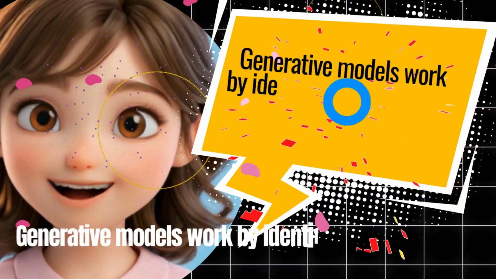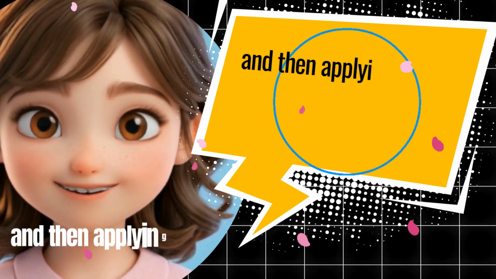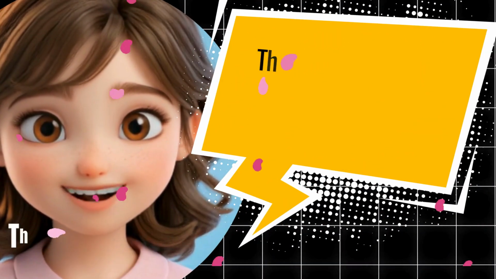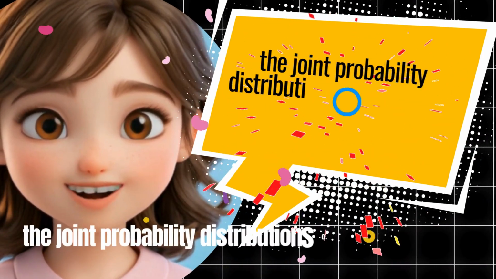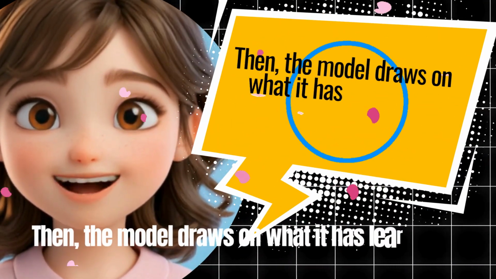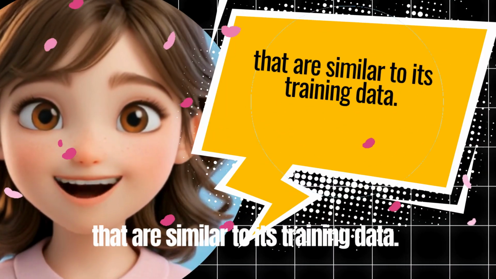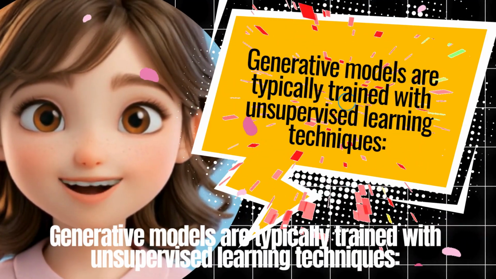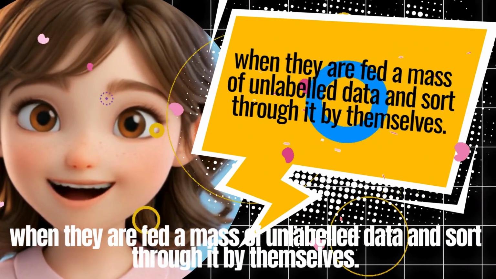Generative models work by identifying patterns and distributions in their training data and then applying those findings to the generation of new data based on user inputs. The training process teaches the model to recognize the joint probability distributions of features in the training dataset. Then, the model draws on what it has learned to create new data samples that are similar to its training data. Generative models are typically trained with unsupervised learning techniques, when they are fed a mass of unlabeled data and sort through it by themselves.